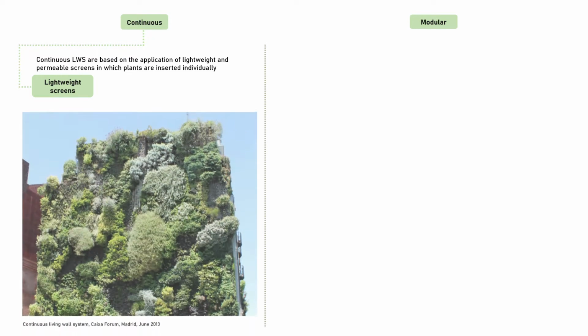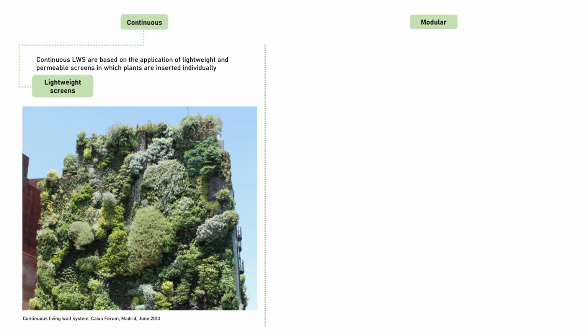So we move on to the classification of living walls. We have continuous and modular. So continuous living wall systems are based on the application of lightweight and permeable screens in which plants are inserted individually. So one example of it is lightweight screens. So as you can see, this building is one example of a continuous living system, Caixa Forum in Madrid, June 2013. So they used lightweight screens.